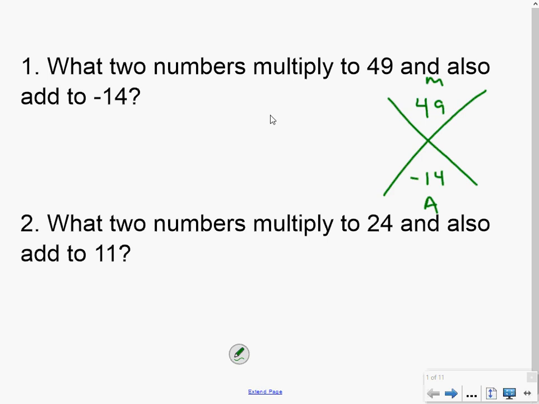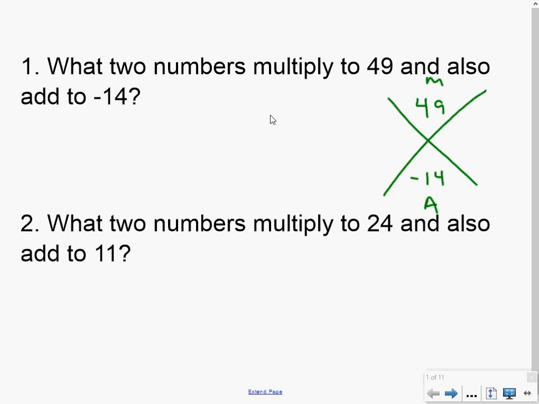So think about this. If I have two numbers that multiply to make a positive, but add to make a negative, what does that tell us about those two numbers? Well, two negative numbers will multiply to make a positive, but when we add them, it's still going to make a negative. So the two numbers we're looking for are both going to be negative here.